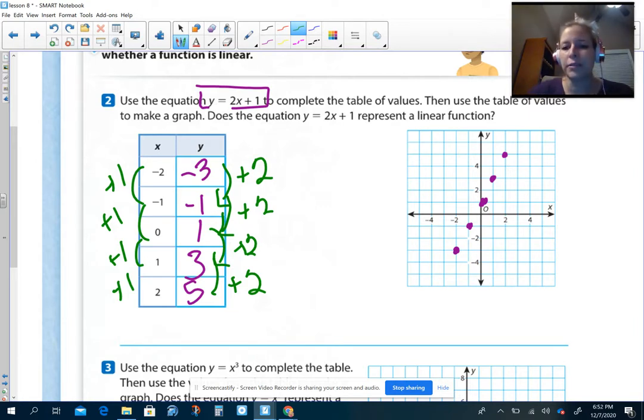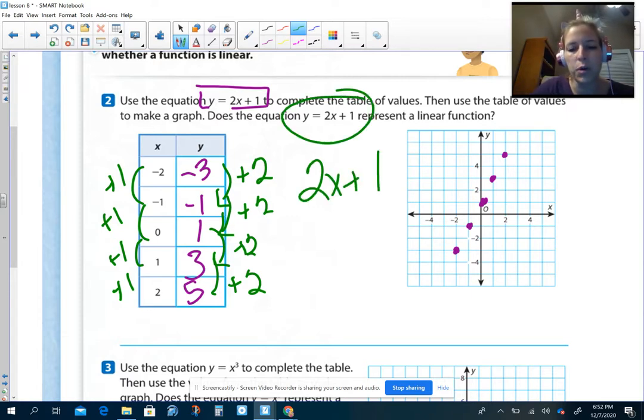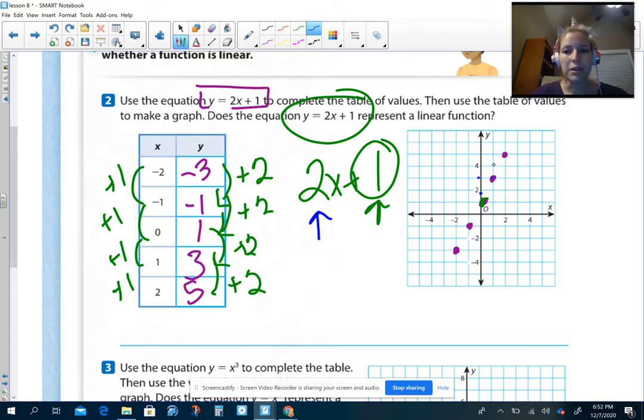Let's look at our graph. Okay, if I check out this equation, 2x plus 1, here's my y-intercept, right? Here's my initial value, okay? And there it is right there also. And then I also have my rate of change. That's how my line is moving. So I'm going up 2 on the y and over 1. I'm going to go up 2 over 1.